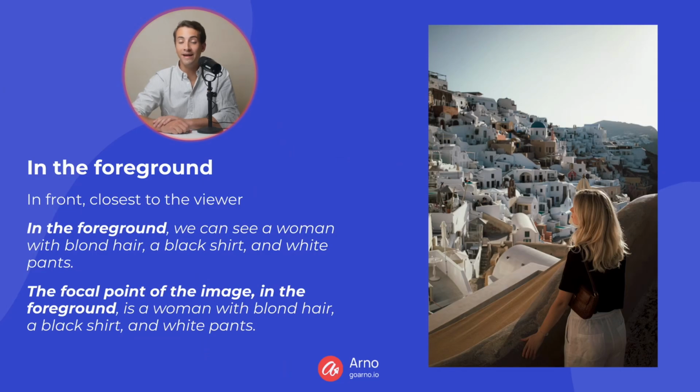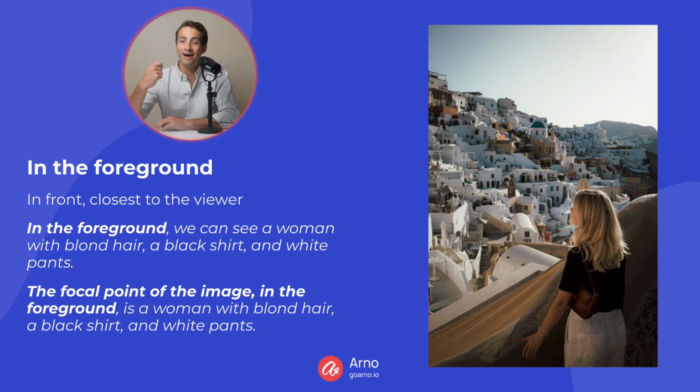The opposite of in the background is in the foreground. This refers to things that are in front or close to the camera. For example, in the foreground, we can see a woman with blonde hair, a black shirt, and white pants.